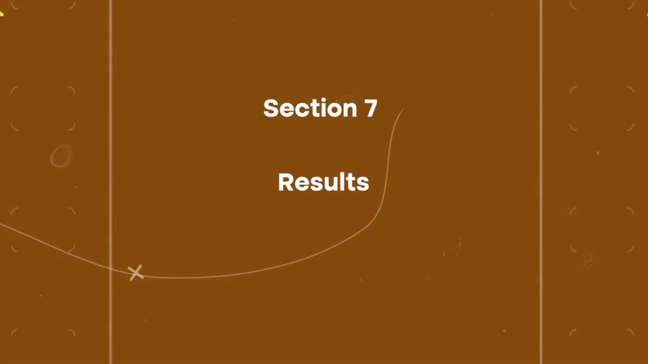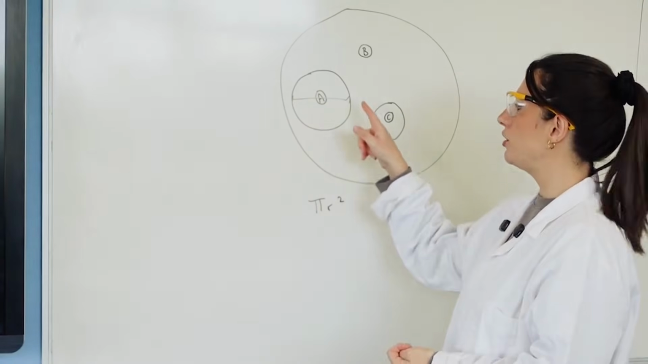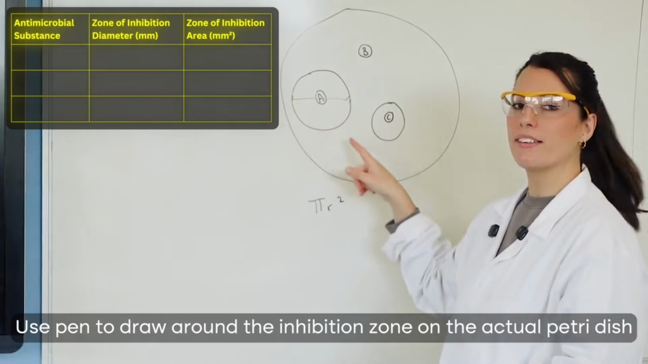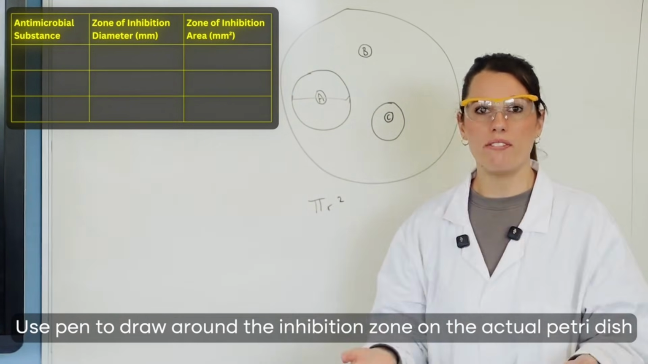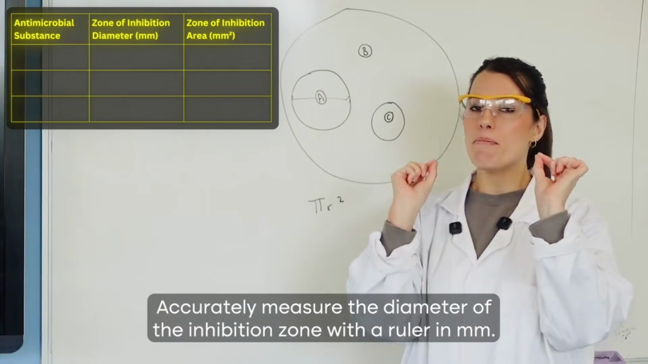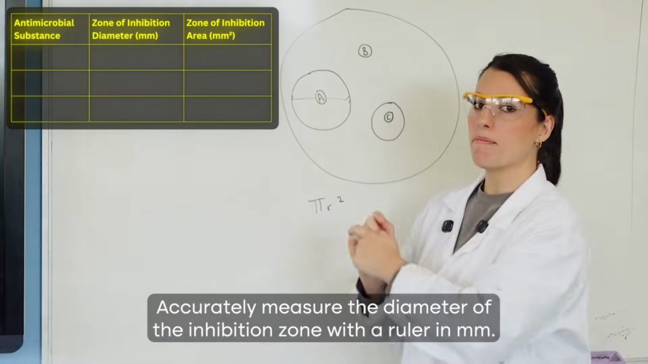It then does come to the results. The students will have their plates back, and I actually often find it's useful if they do use a pen to draw around the inhibition zone on the actual Petri dish, so it's easier to take a photo and visibly see, and then accurately measure the diameter of the inhibition zone with a ruler in millimeters.